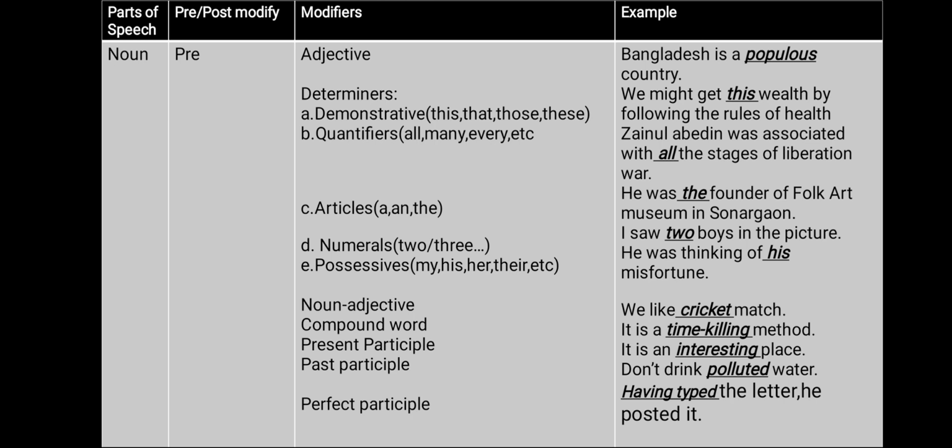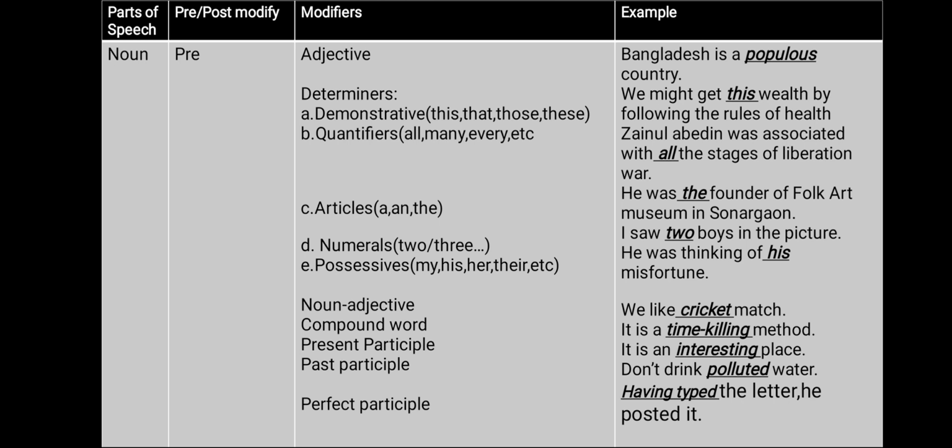Compound word. It is a time killing method. Here time and killing are different words, but together they give the sense of a noun, time killing, that means wasting something like that. So the compound word is time killing in the sentence. Present participle: it is an interesting place. Interesting is a present participle in the sentence.